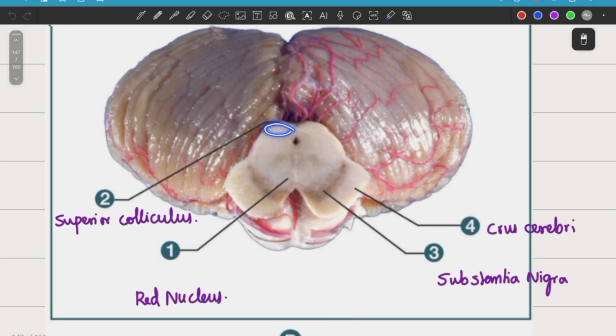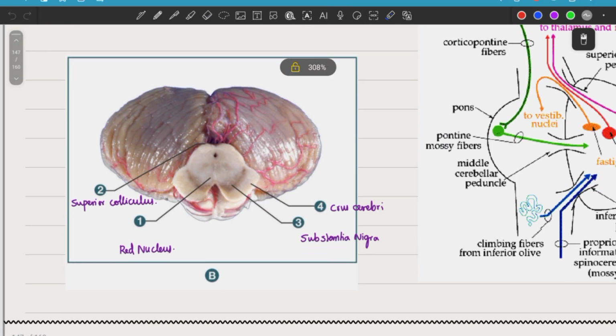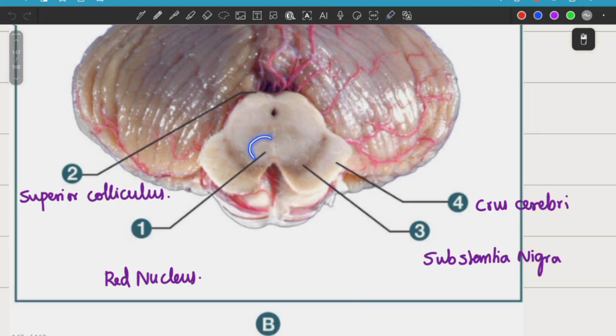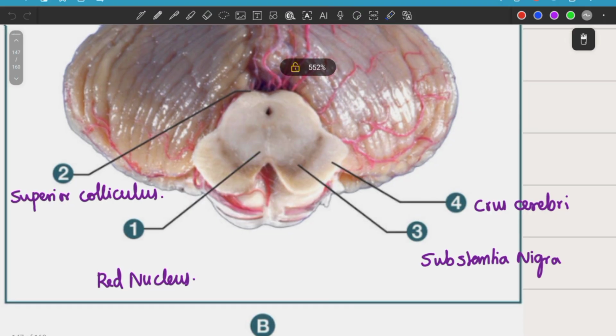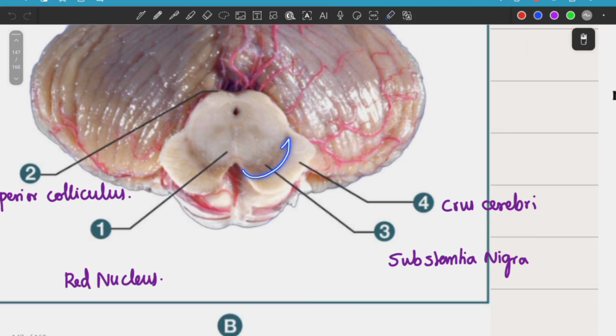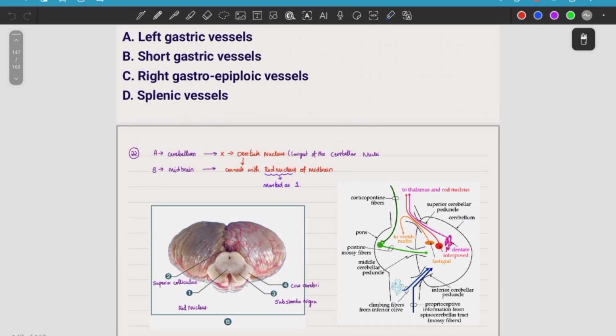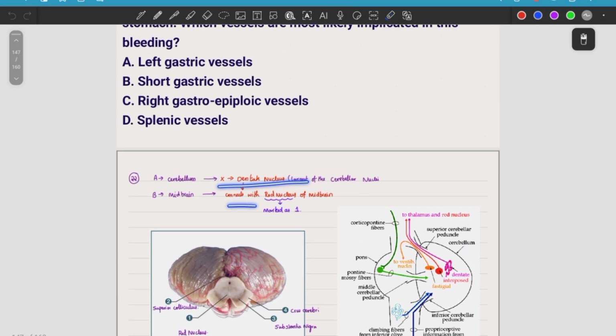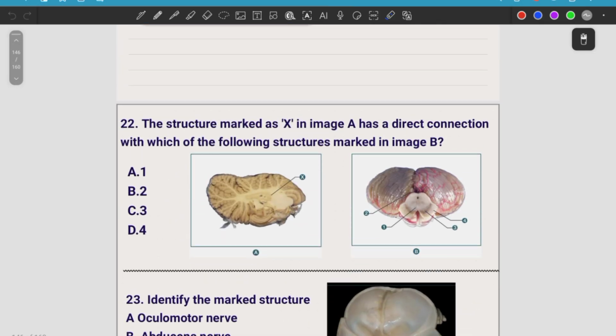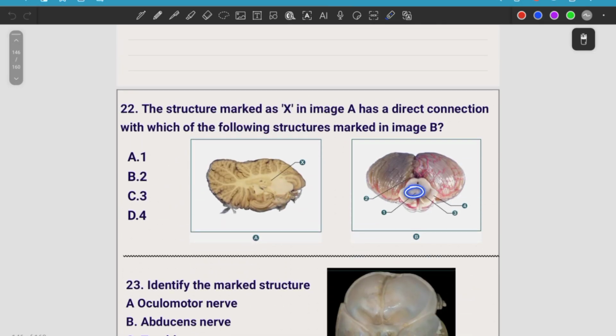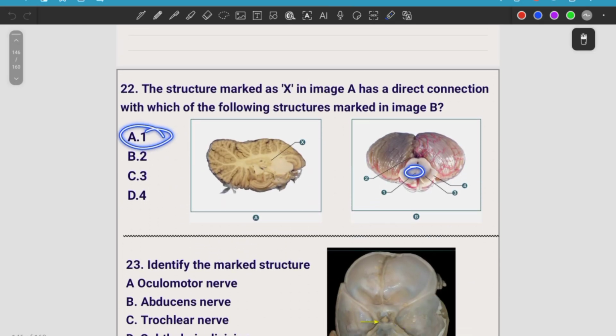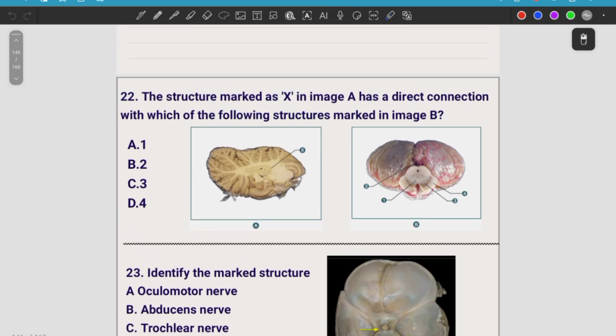This is the superior colliculus, whereas 1 is the red nucleus. Whereas this is the substantia nigra, which is in black color. Here this is the crus cerebri. So X is the dentate nucleus, connects red nucleus of the midbrain. Hence which one is the red nucleus here? 1. This is also twisted PYQ.